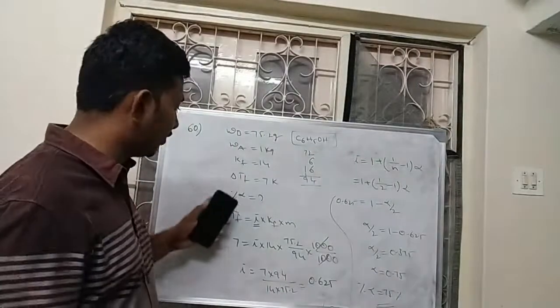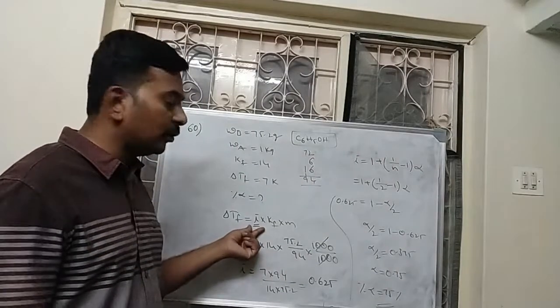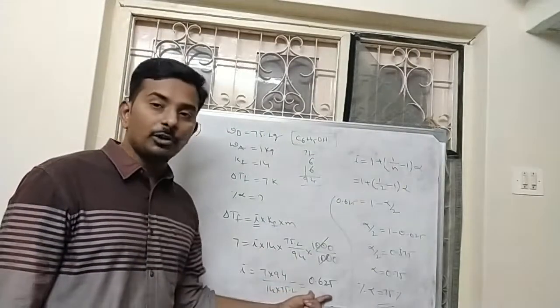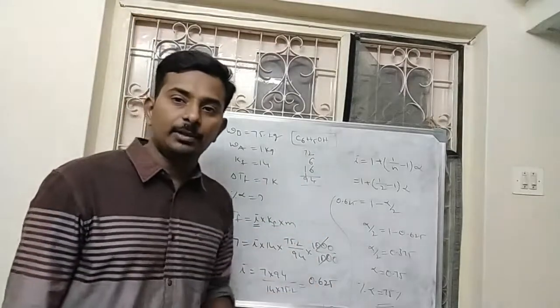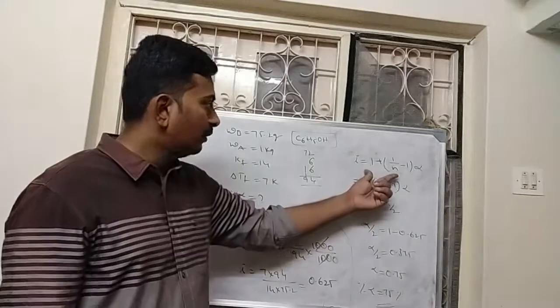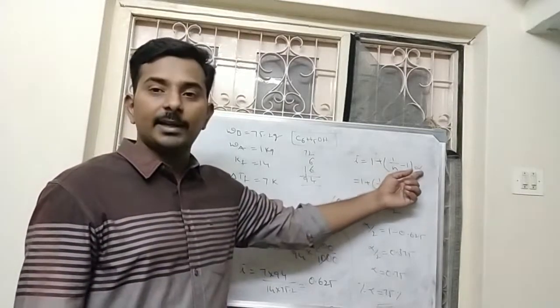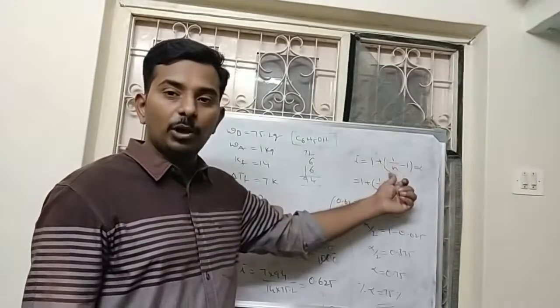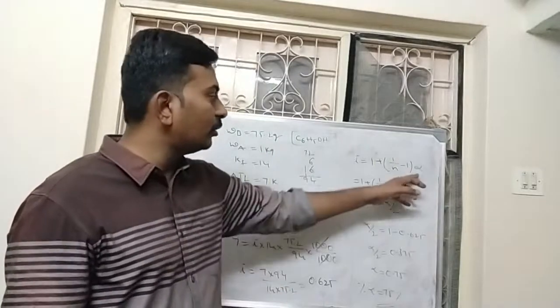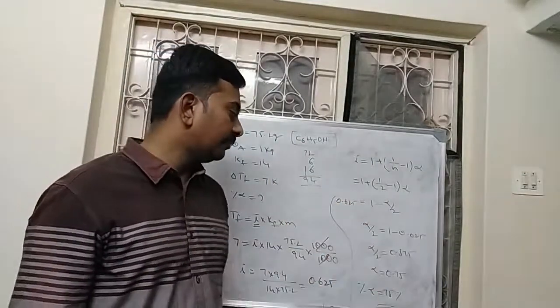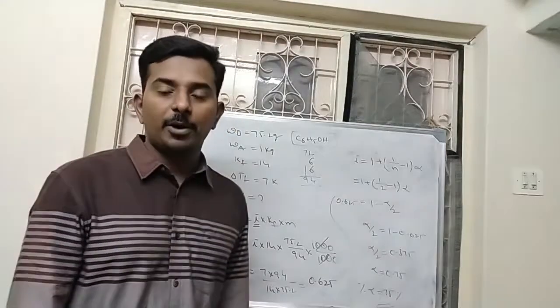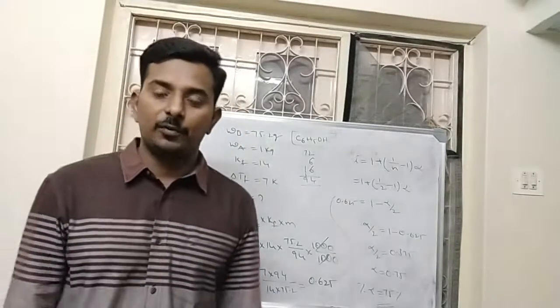So from the given information, first I will be calculating the value of i. So i value is 0.625. For association, it is undergoing dimerization, means it is association. For association, the relation between i and alpha is i is equal to 1 plus (1 by n minus 1) into alpha. So substitute the value of i, you will get the value of alpha is 0.75, that is 75%.